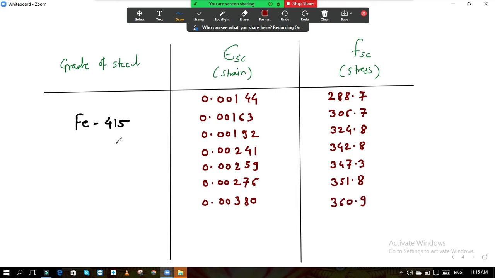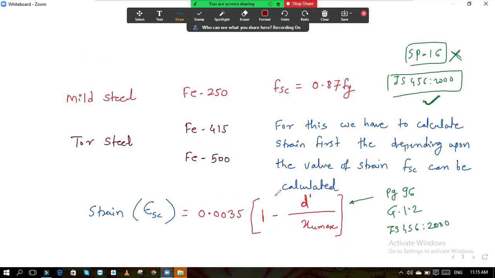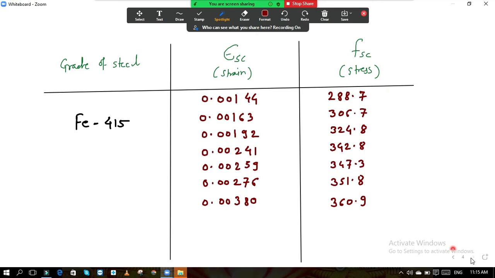For which grade? Fe415. म्हणजे जर न्यूमरिकल मध्ये तुम्हाला Fe415 ग्रेड दिलं तर तुम्हाला आधी स्ट्रेन कॅल्क्युलेट करावा लागेल. How do we calculate the strain? We will calculate the strain by using this formula which is given over here, and after calculation of the strain we will see where that value is. समजा दोन्ही व्हॅल्यूच्या मध्ये जर स्ट्रेनची व्हॅल्यू आली, then you need to do the interpolation.